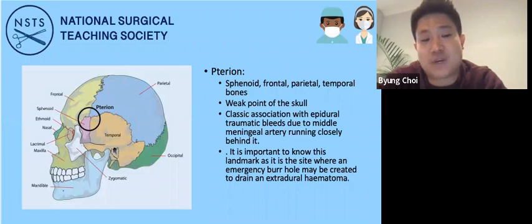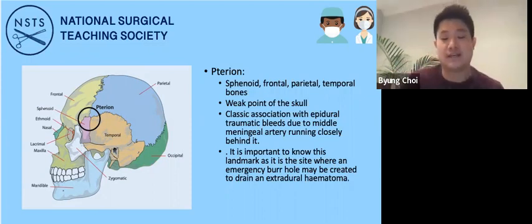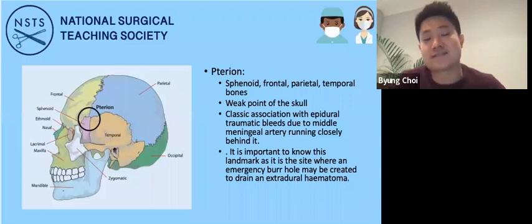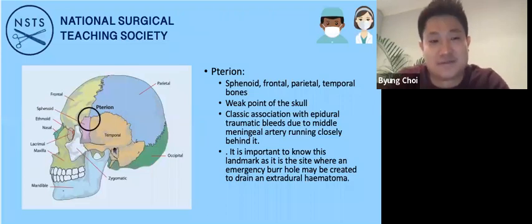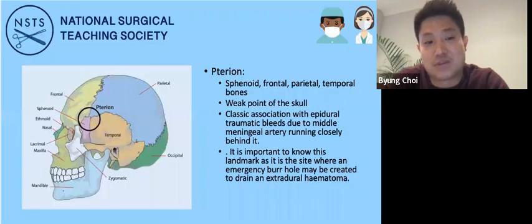And with this type of question, and you'll see from following this, many of the questions, the way they structure it in Part A is that it will be asking about what isn't part of the question. So for example here, which of the following bones do not make up the pterion? So you have to think about the foundation of the anatomy and what is the odd one out, essentially.